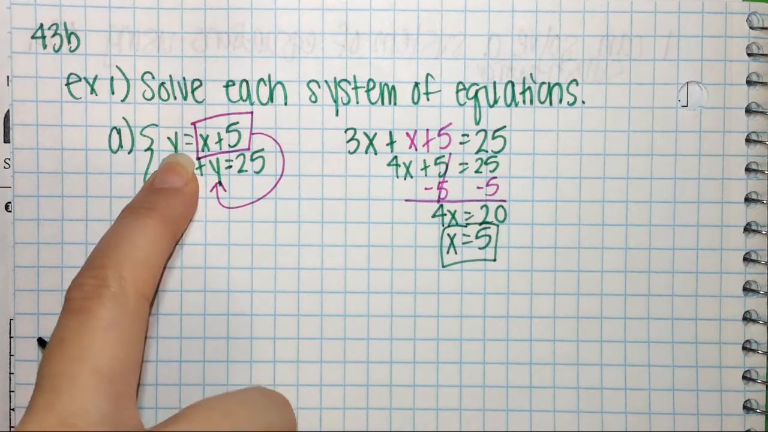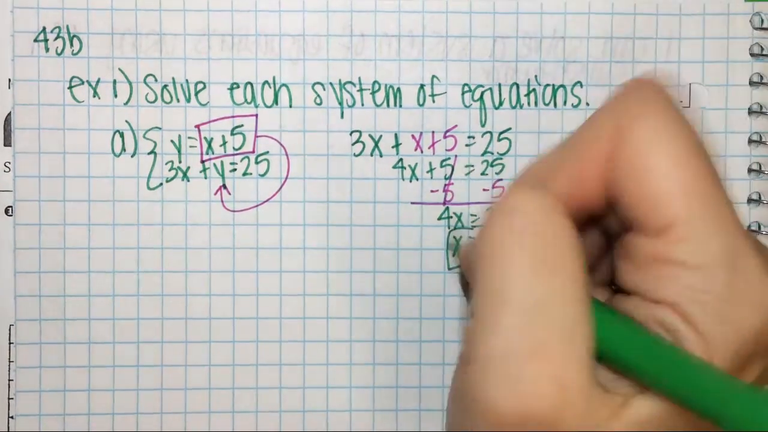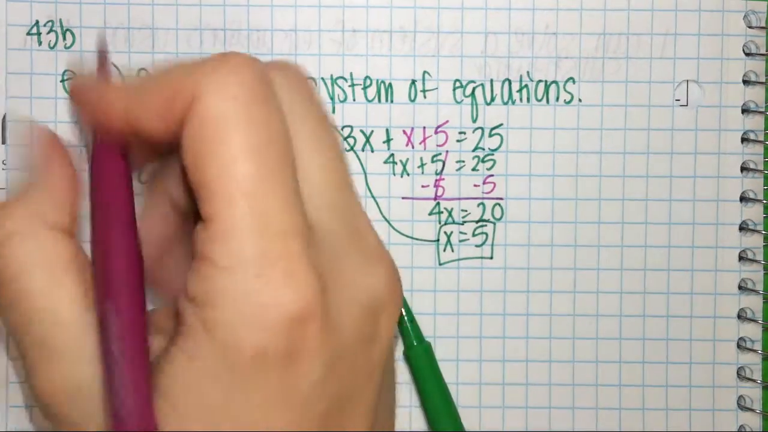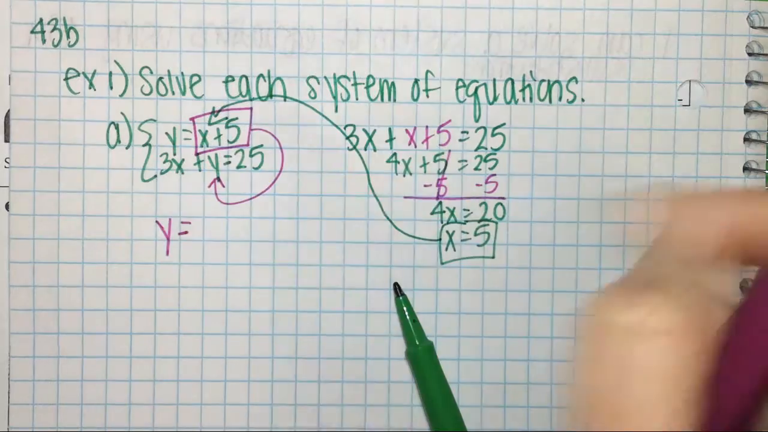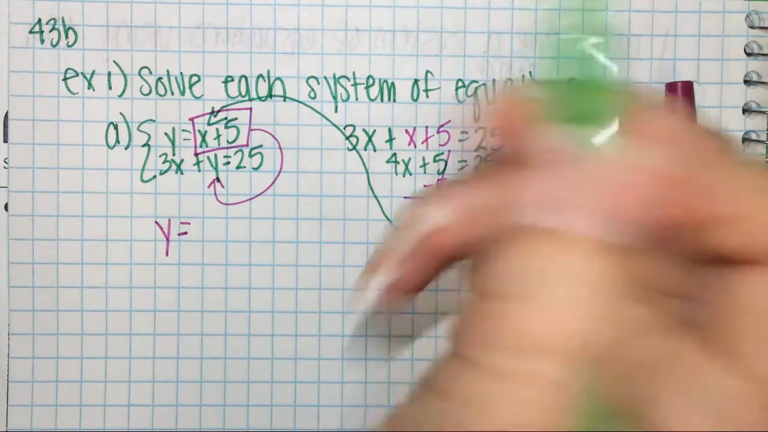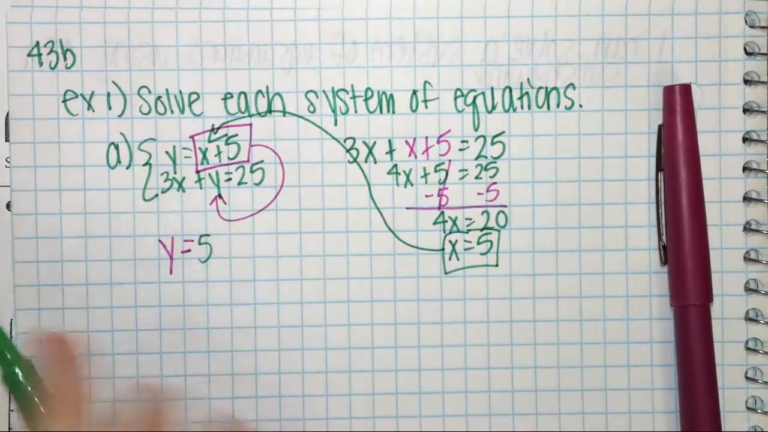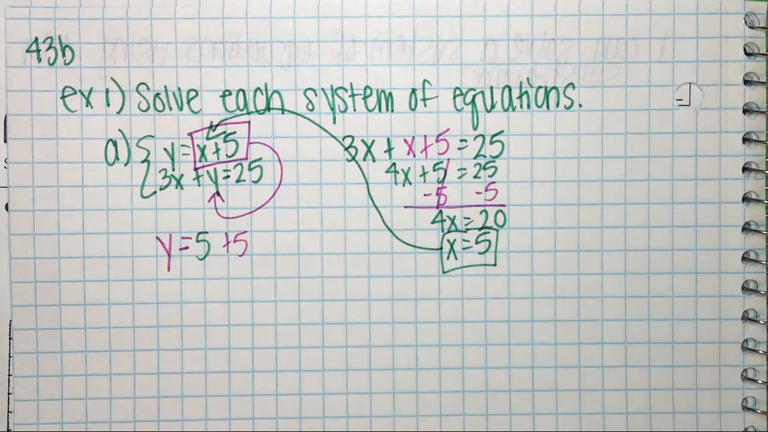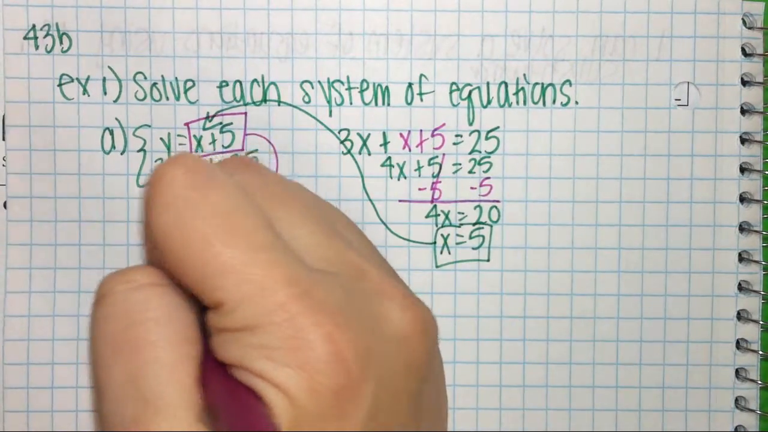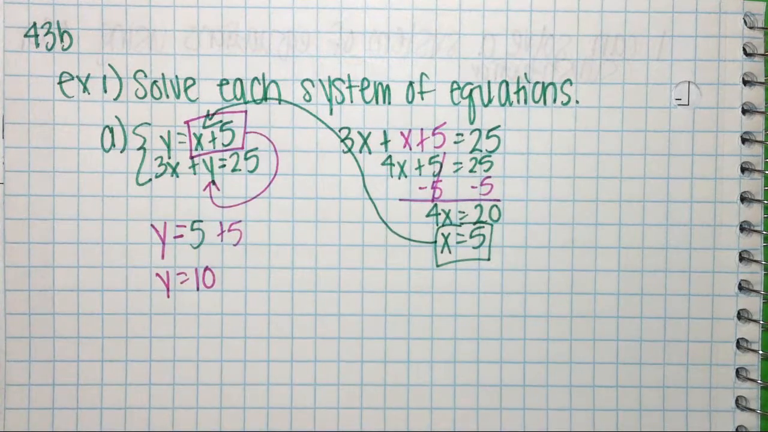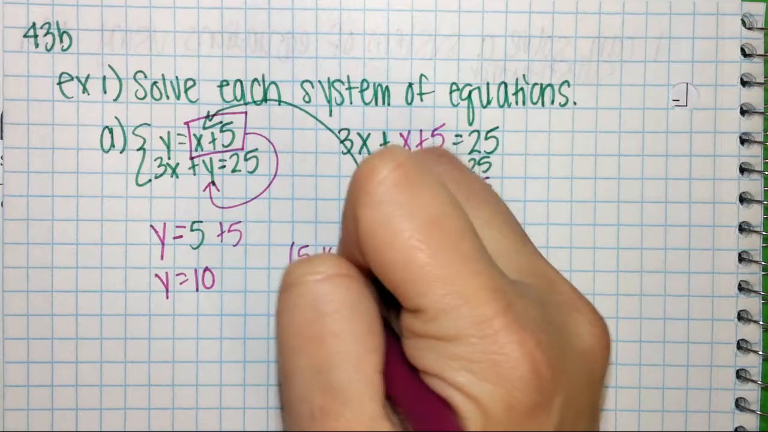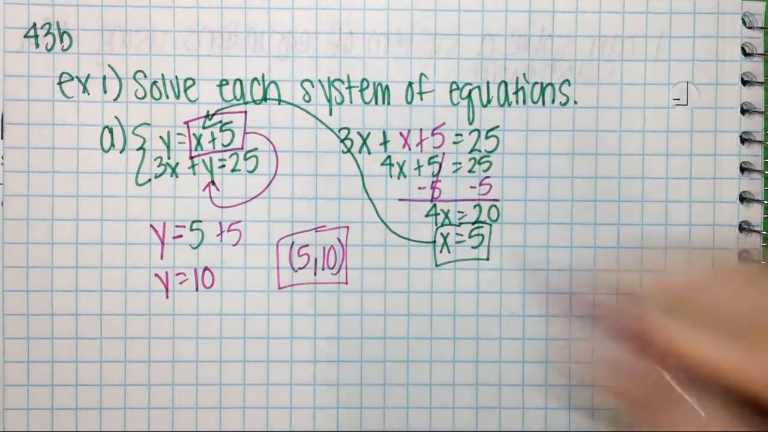But since this y is already by itself, it's going to be easier to plug it into the top. So let's take it and plug it in right here. So we know that y equals, what's x? 5 plus 5. Alright, what's 5 plus 5? 10. And how do we write our final answer? 5, 10. Good. Sean, take a point. Good job.